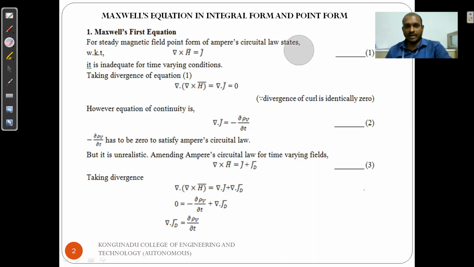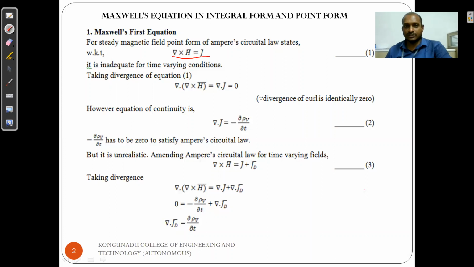For a steady state magnetic field, the Ampere circuit law states that del cross H is equal to J. J is called current density. So del cross H is equal to J. But it is inadequate for time varying conditions.